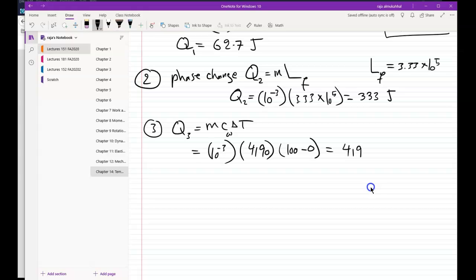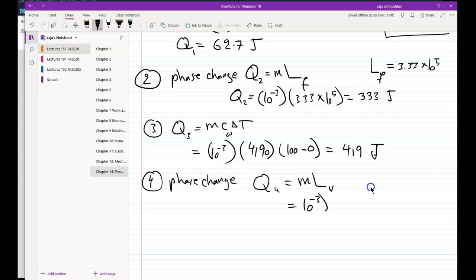My eraser is not working well. Anyway, there we go. So that's 419 joule, okay? And then the fourth one, again, this is a phase change. So that will be Q4 is m L sub V, V here for vapor, water vapor, and the mass is 10 to the negative 3. And I have it from my notes.